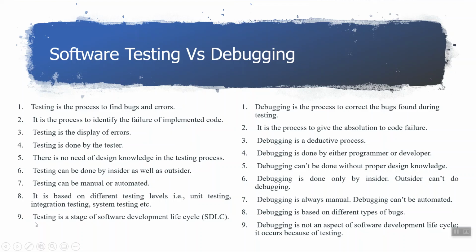The last difference is testing is a stage of the software development lifecycle, while debugging is not an aspect of the software development lifecycle, it occurs because of testing. So these are the different important differences between software testing and debugging.